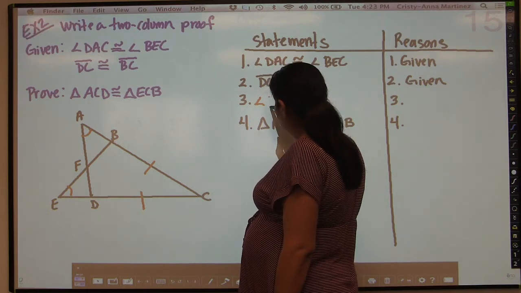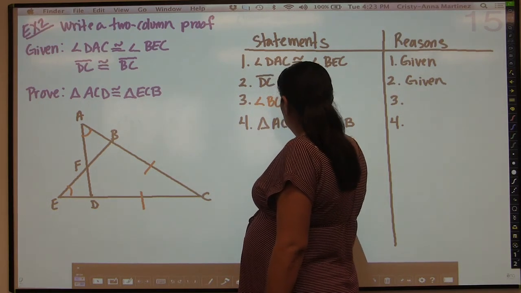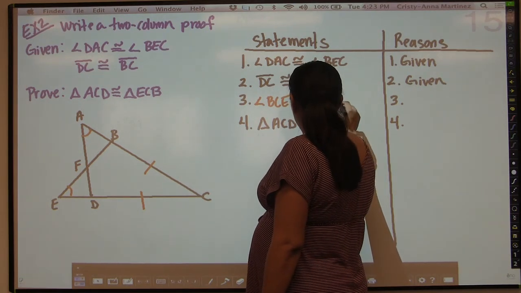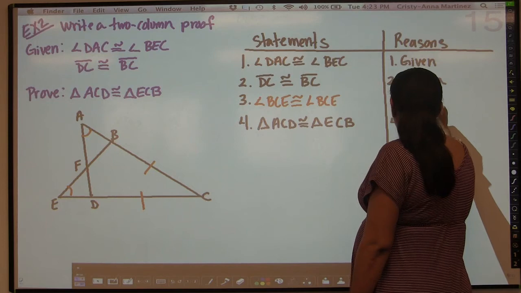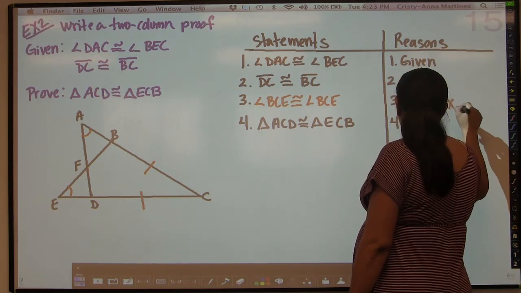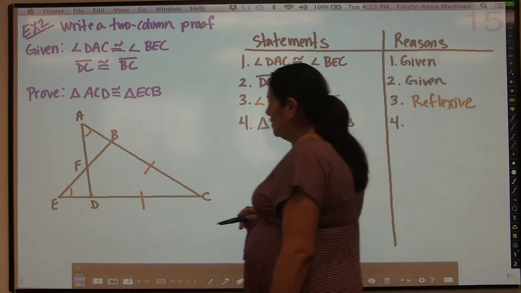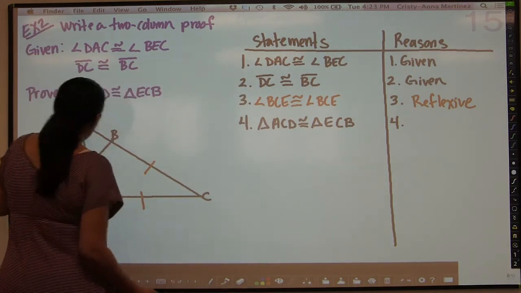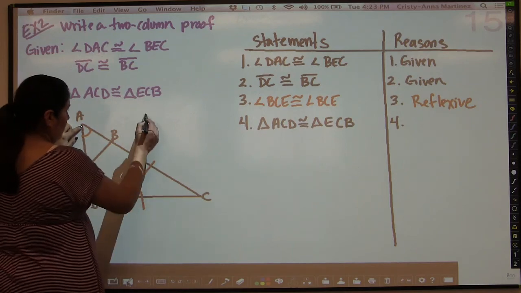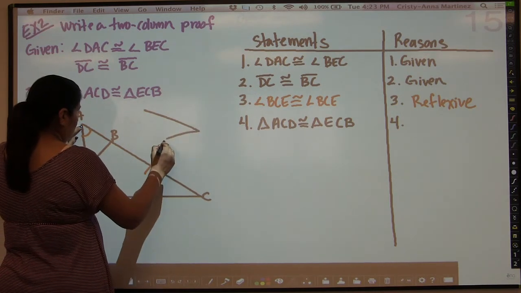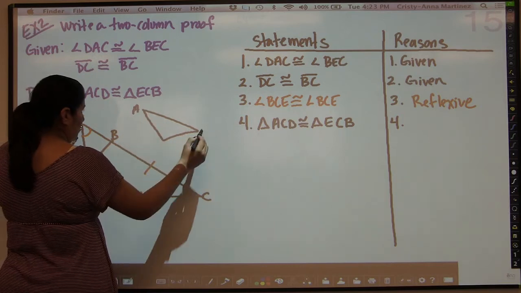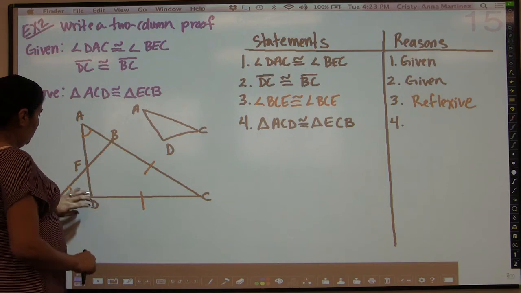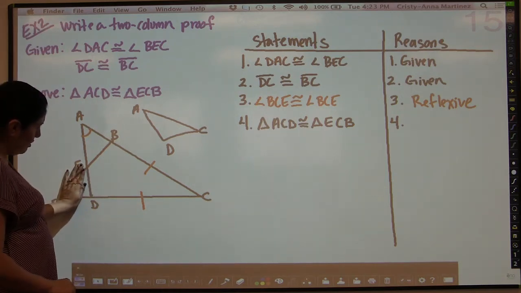BCE is congruent to itself. It's a shared angle. So that's going to be reflexive. And what I want to try to do is help you out here. What we have is triangle ACD. So you got ACD. Is this triangle right here, not including this little piece right here. Okay, so there's that triangle.